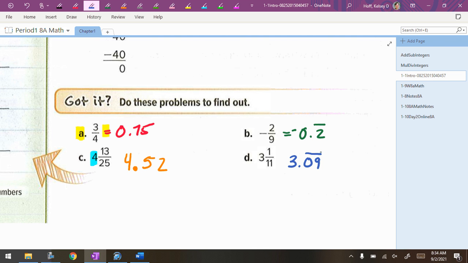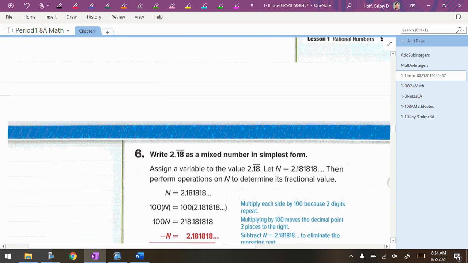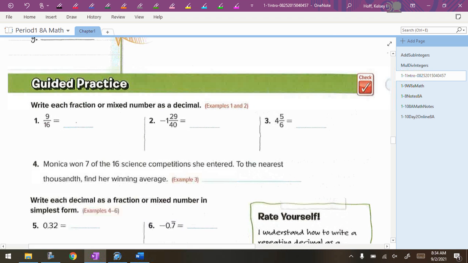Okay? I want you to flip to page 10. And I want you to do on your own 1, 2, and 3 under that guided practice. And then I'm going to call on some more people. You guys are doing an awesome job today. Focused, answering questions. I love it.